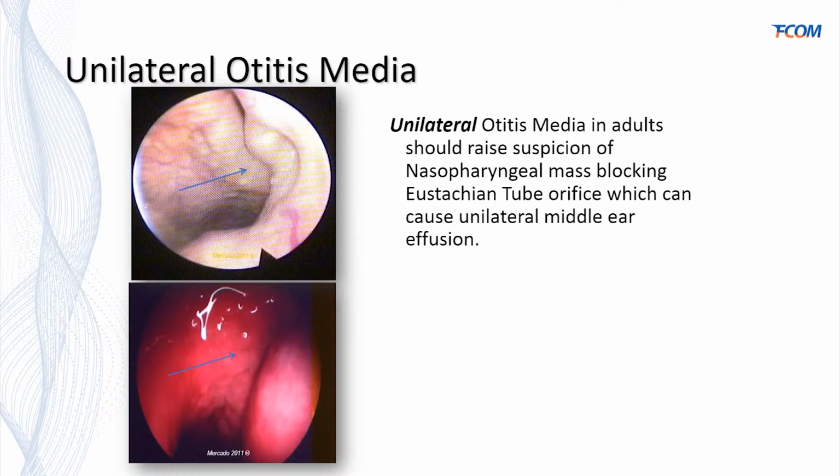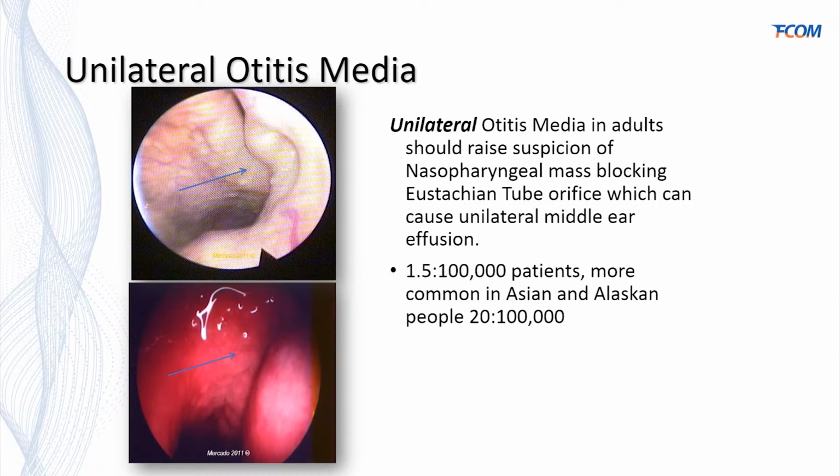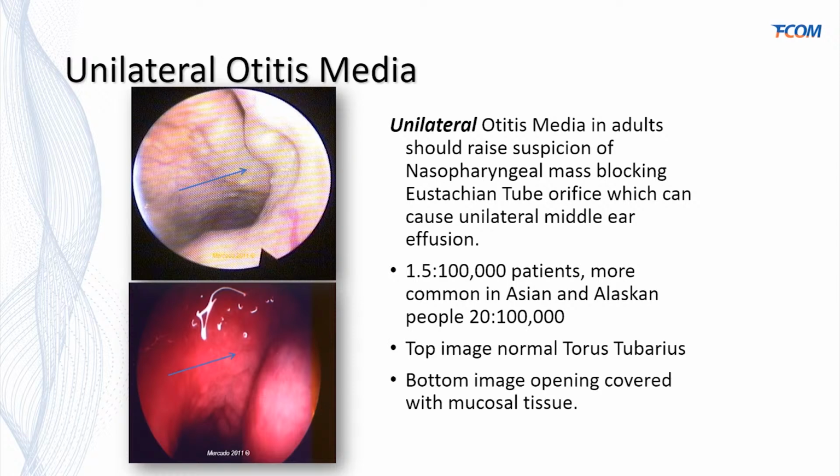Otitis media in adults, again, should raise suspicion of a nasopharyngeal mass blocking the eustachian tube, which can cause unilateral otitis media. The rate of incidence is about 1.5 per 100,000 patients and is more common in Asians and Alaskans. The image on the top shows us a normal torus tubarius, which is the opening of the eustachian tube. The image on the bottom is that patient I just described.